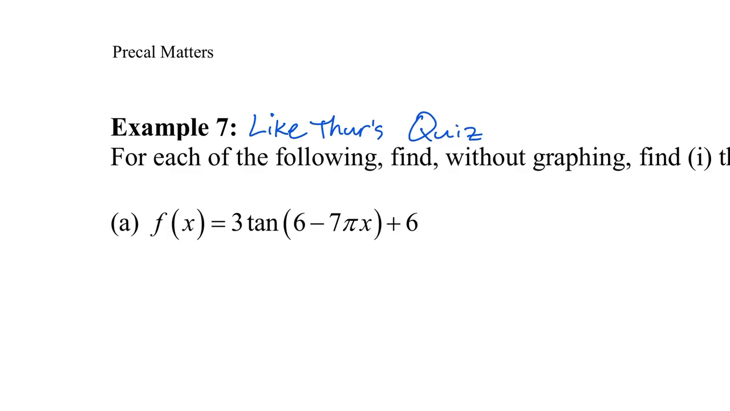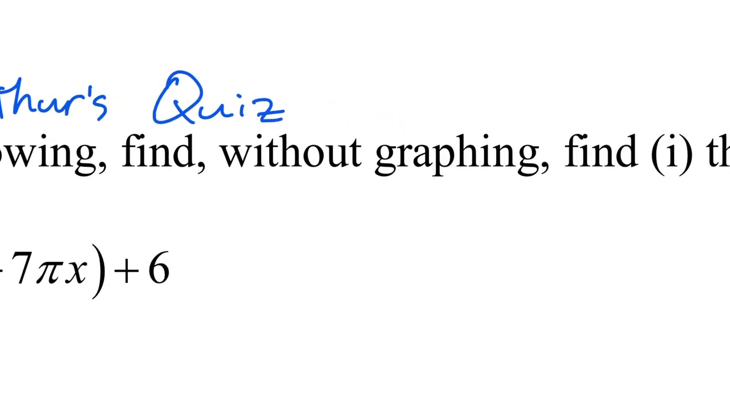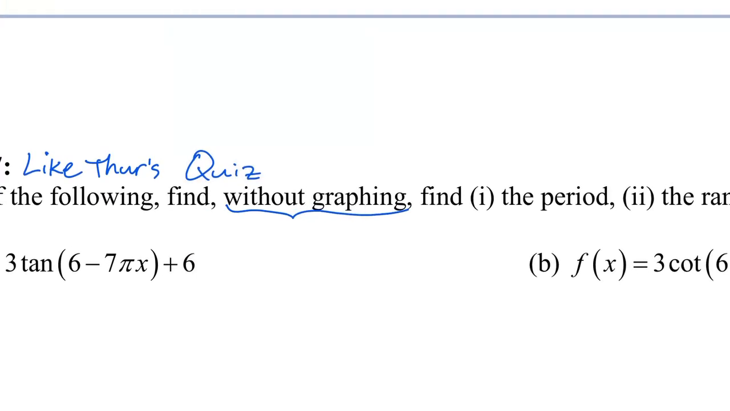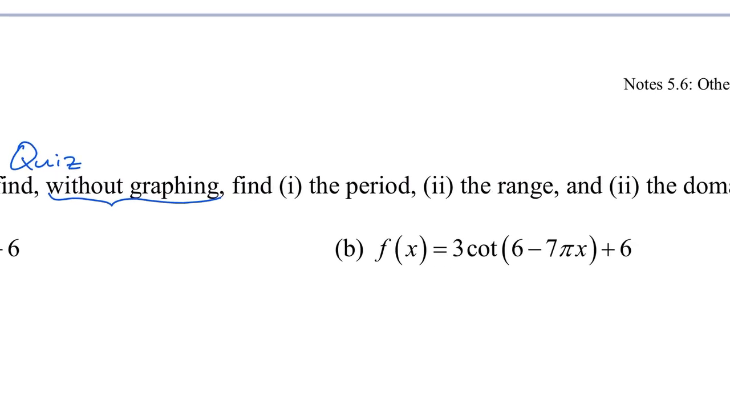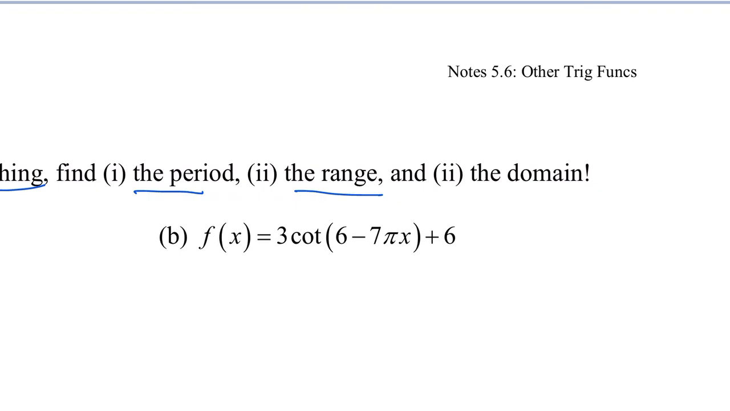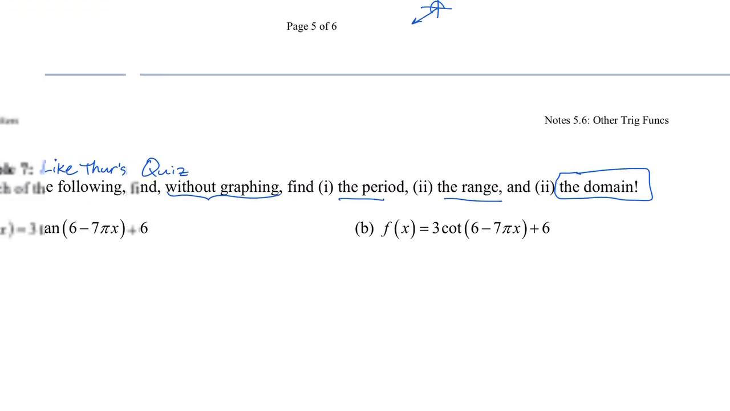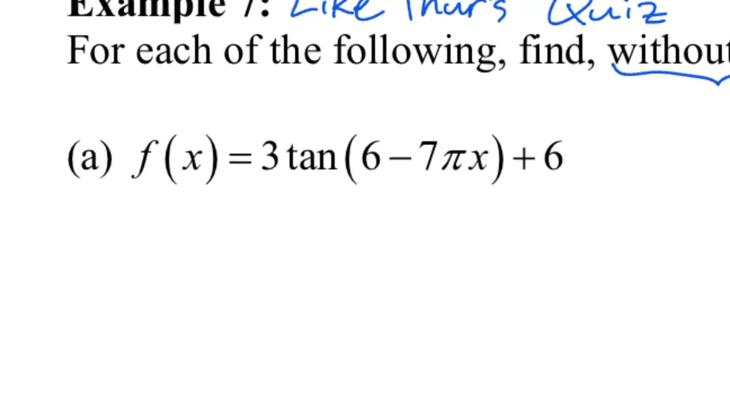I like example 7 because it brings everything that we've done in this section together, and it requires you to understand the behaviors or the characteristics of the graphs in order to answer the questions. Here's the catch. Without graphing, we're going to find the period, the range, and then the best one of all, the domain of each of these four functions. So let's start with example A.